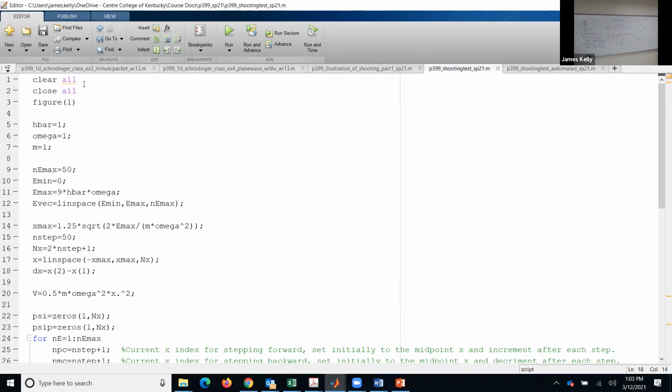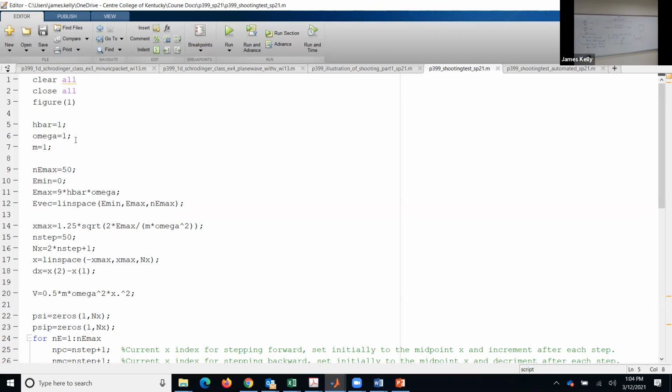But some of the housekeeping things that I normally use, if I'm writing a script here, I start a new script and it opens up the editor. I always start with clear all, close all, because that means if you have any variables that are defined, close them out so that we don't have any variables defined. If you've got any figure windows open, close those. That's just a nice way to start every script. And I'm opening up a figure window, figure 1.